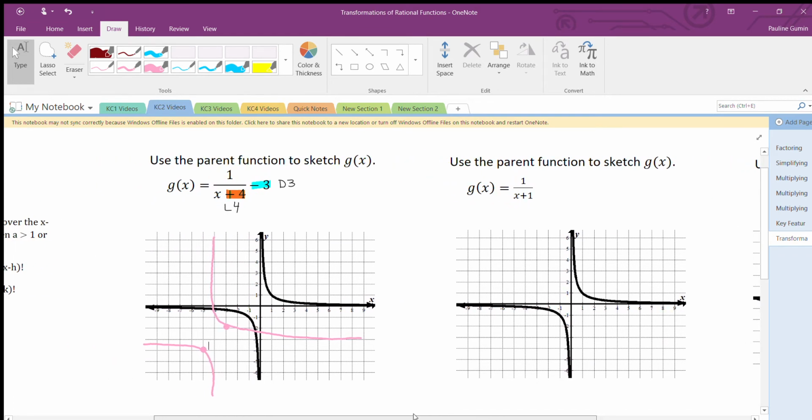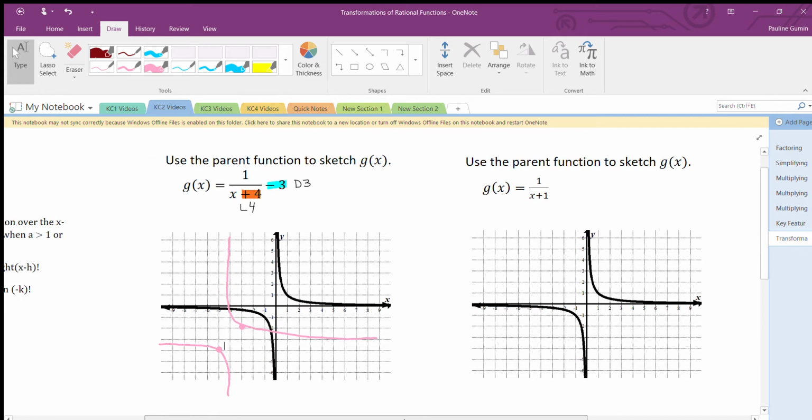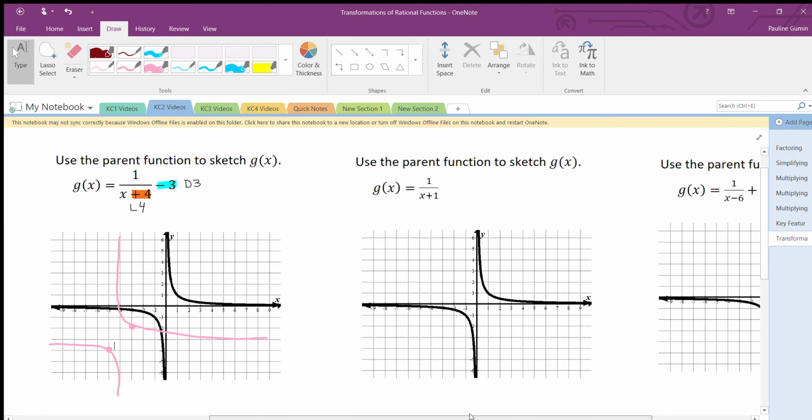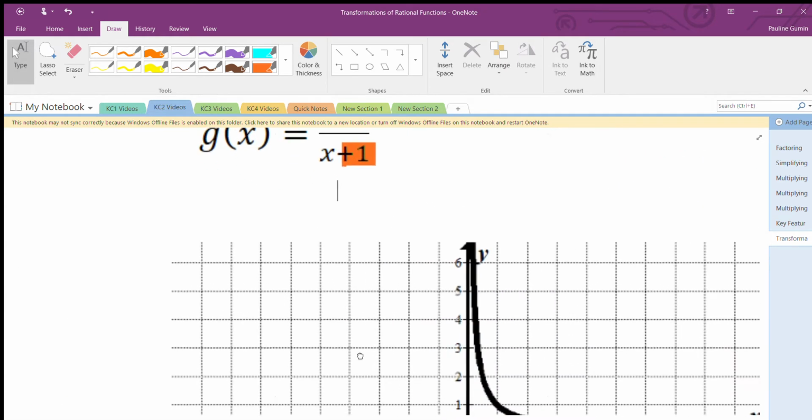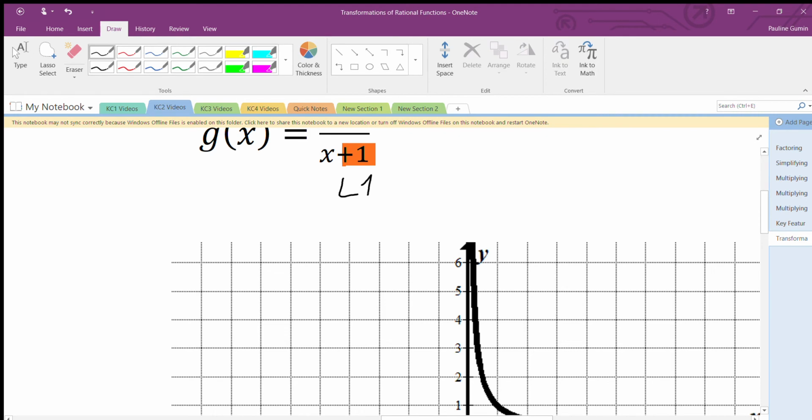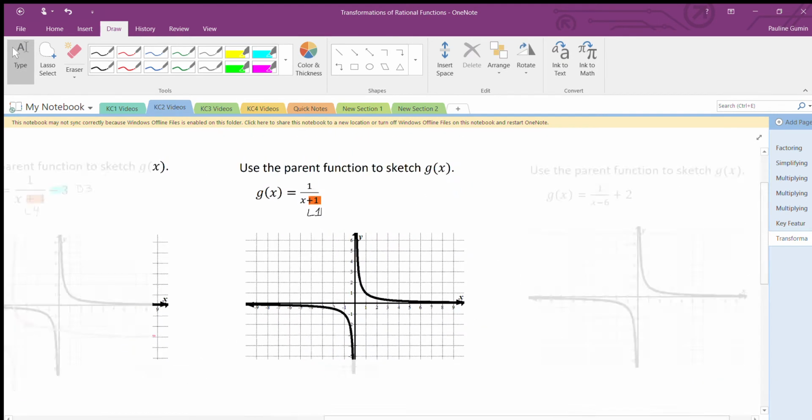If you ever have a hard time imagining this, remember you can always graph this in decimals and graph your curves from there. Okay, let's take a peek at this one. Thank goodness this one only has one transformation. It's on the bottom, x plus 1. I meant to just highlight plus 1. Which is telling us to move to the left 1.